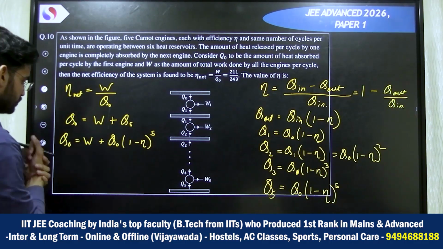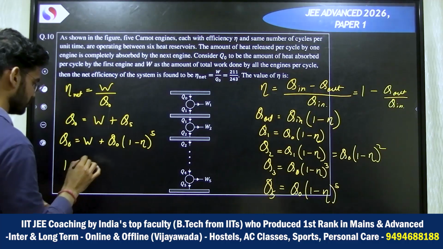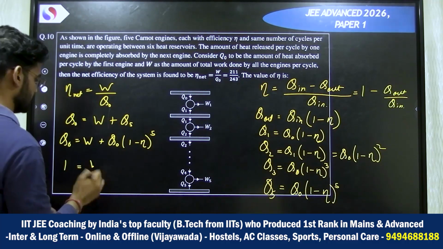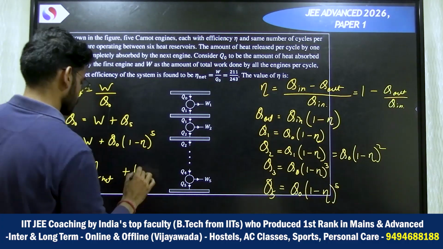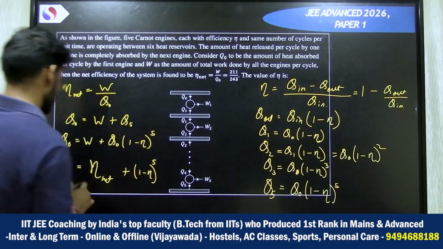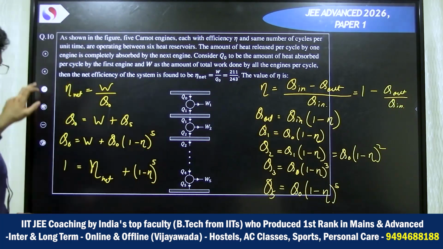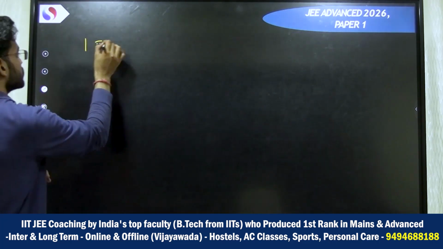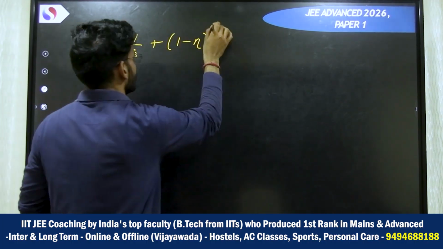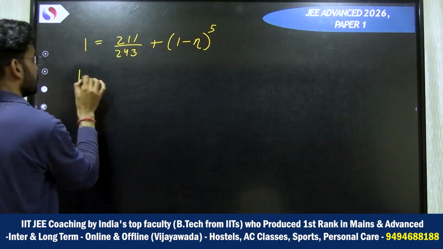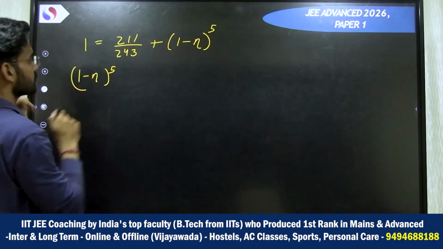Okay. So what you do is divide everywhere by Q0. So you'll have 1 equals work done by Q0, that's the net efficiency, right? Eta net, which is given, plus (1 minus eta) to the power 5. Eta net is given as 211 by 243, right? So put it here: 1 equals 211 by 243 plus (1 minus eta) to the power 5. So (1 minus eta) to the power 5. Am I correct? Yes, I am correct.